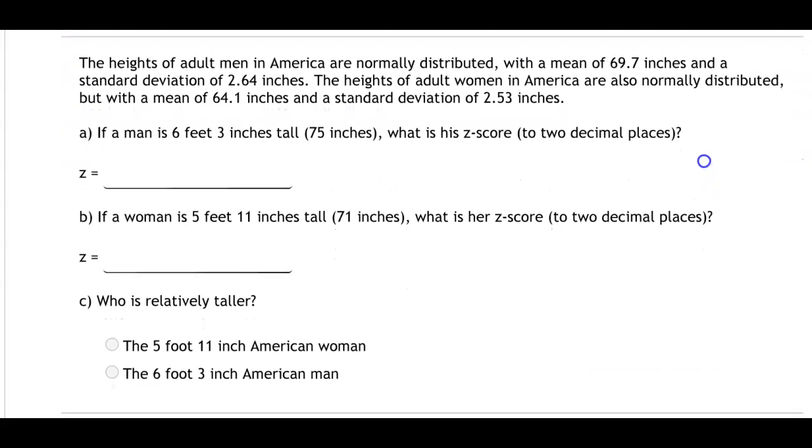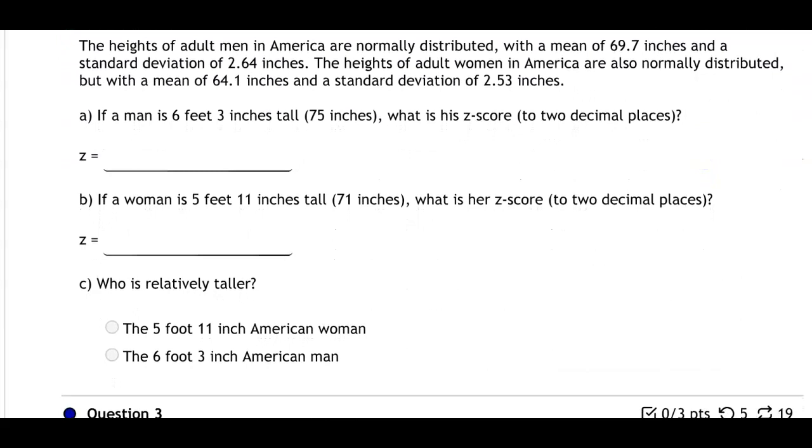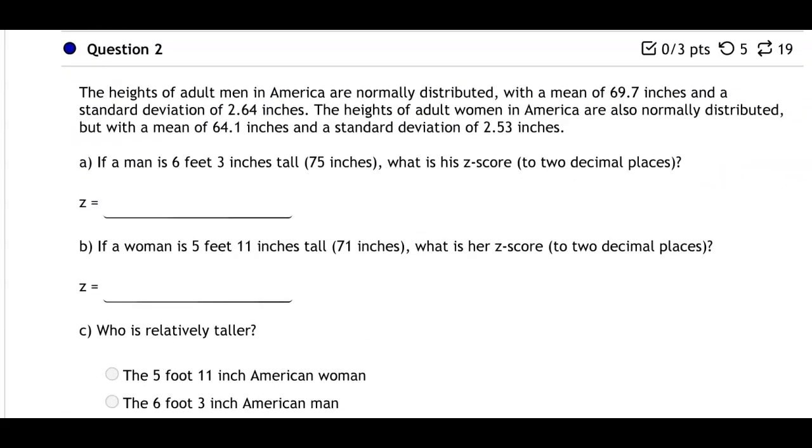Okay, in problem number 2, you can take a minute to read that. So we want to calculate the z-score. I'm going to highlight the mean. So we have a mean of 69.7 inches, and we have a standard deviation of 2.64 inches. And that's for the men. For the women, the mean is 64.1, and the standard deviation is 2.53.